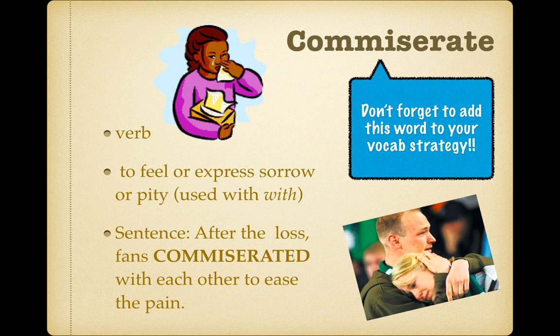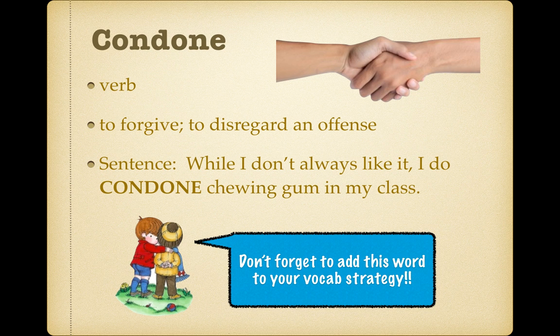The fourth word that uses this root is condone. Condone is a verb, and it means to forgive or to disregard an offense. Used in a sentence, while I don't always like it, I do condone chewing gum in class, meaning I forgive it or I disregard it or ignore it when it's done in the classroom.